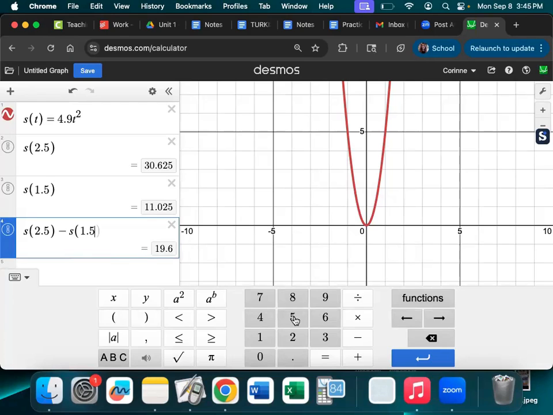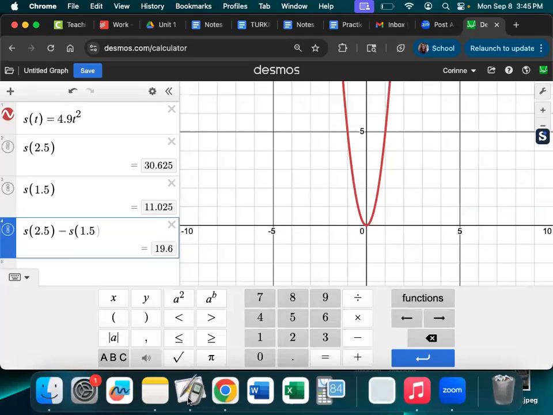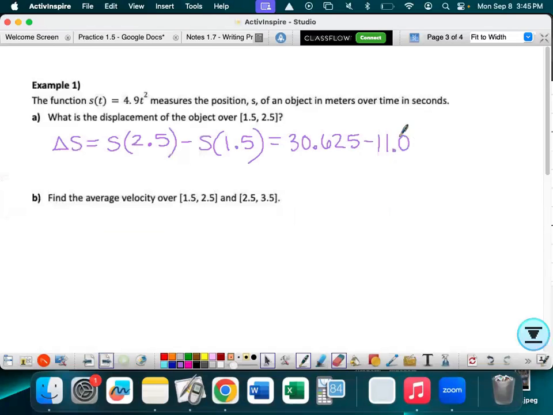Okay, so I wanted to show you that you could use function notation in Desmos. So on your paper, hopefully I see 30.625 minus 11.025, and then that result being 19.6. Let's see what you are getting as your answers with your label. So we're talking about displacement, that's the change in your position. So we would label our answer with whatever the position's labeled in, which is meters.